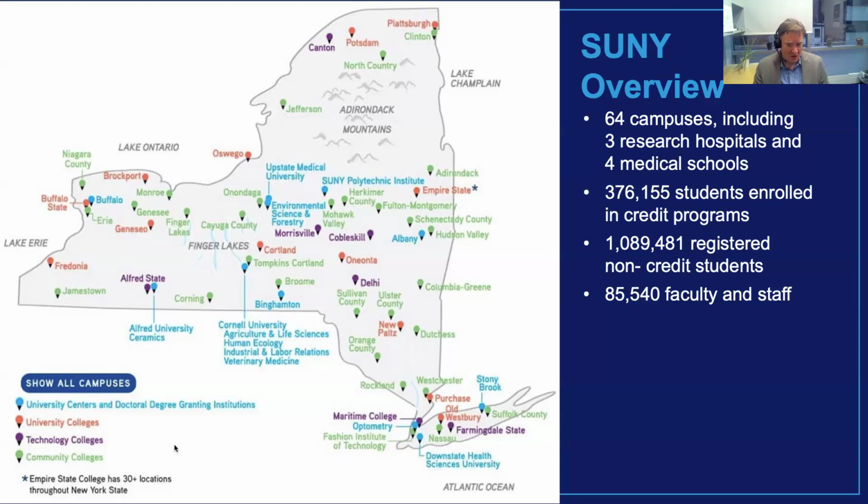A focus of this discussion today is not on students, but I'll note we have kind of a 3-to-1 ratio of students enrolled in credit programs and non-credit students who are registered. That reflects a lot of our training programs and workforce development programs, particularly at community colleges. But more to the point of today's discussion, we have 85,000 faculty and staff. Again, about a 2-to-1 ratio, 30,000 roughly faculty and about 50,000 staff. Next slide, please.